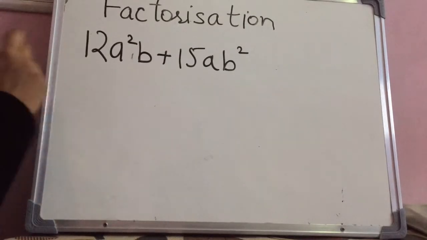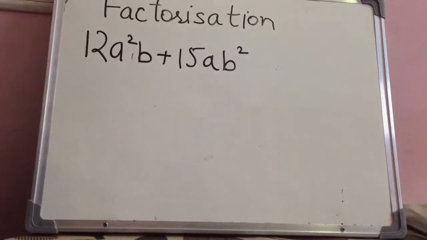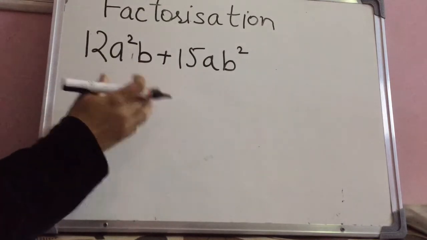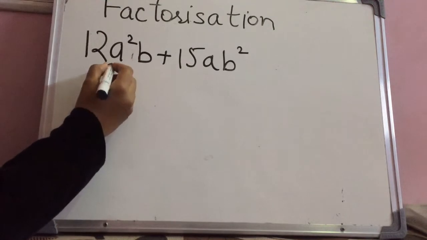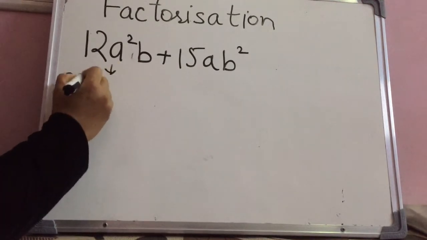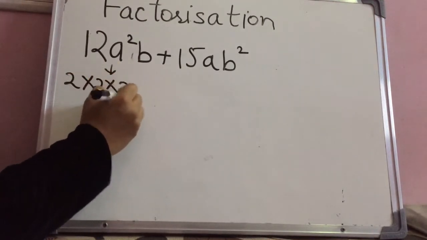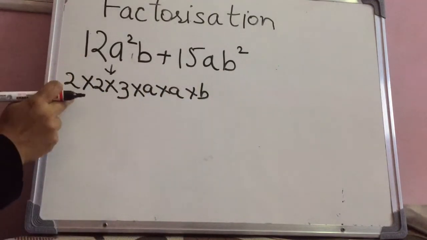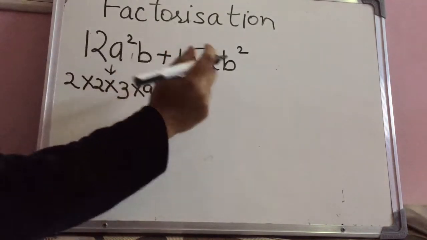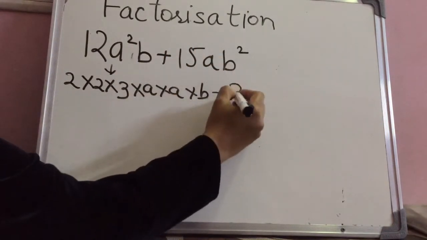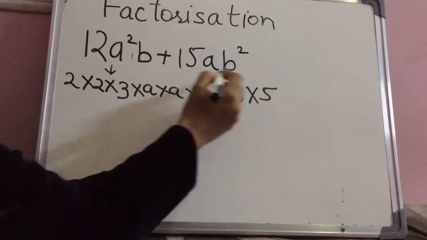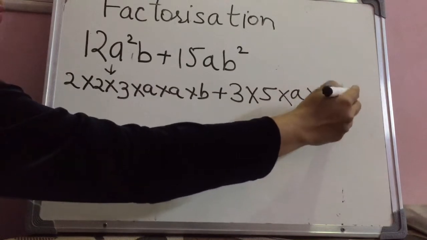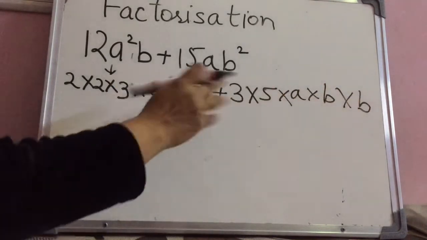Now suppose this is another example. We'll do it in the same way. This is taking common from the factors, right? Like we will write factors of this term. It will be 2 into 2 into 3 into a into b. These are the factors of this term. And what will be the factors of this? 15 is 3 into 5 into a into b into b. So these are the factors of both the terms.